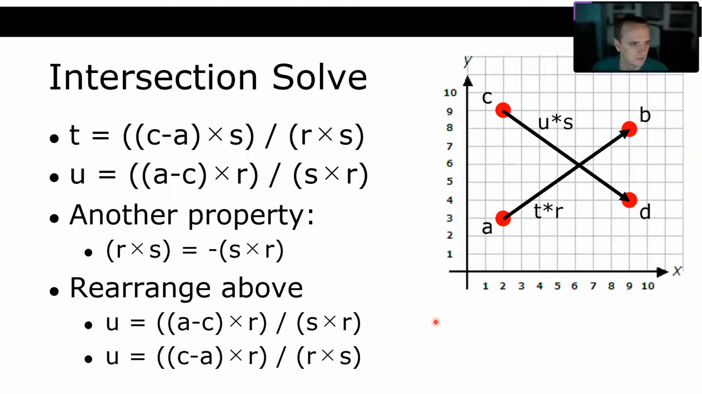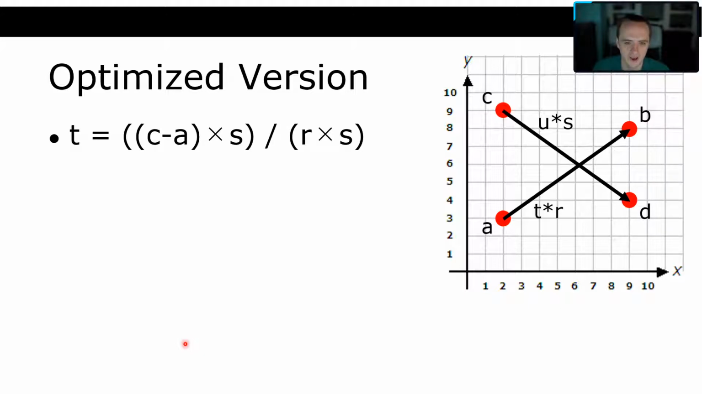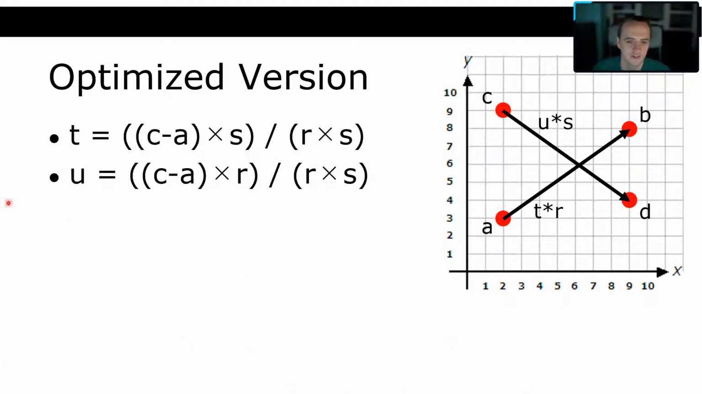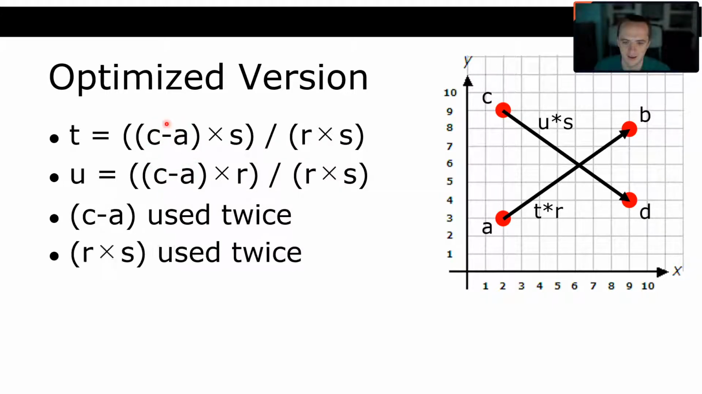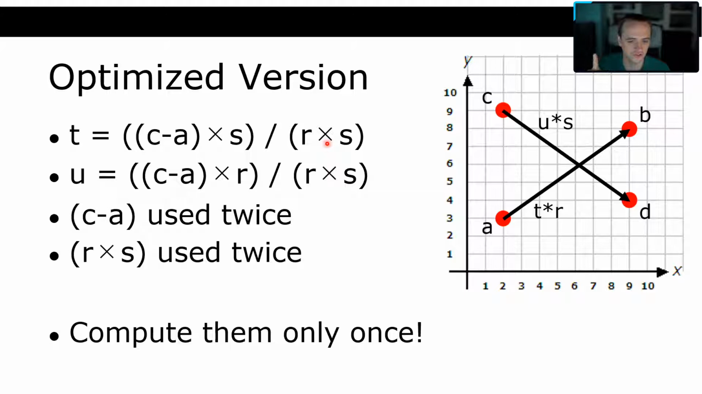And so why did I do that? Why would I have taken it from this form to this form? It's the same number of equations, right? But here's something really cool. Look at what we have now. This is the optimized version. For t and u, c minus a is now used twice, and r cross s is now used twice. And so we can compute them just once and then store them in a variable to save some calculations. Whether or not this actually saves you actual time in your game, you would have to benchmark, but it's less calculation, so I just wanted to show you this version.